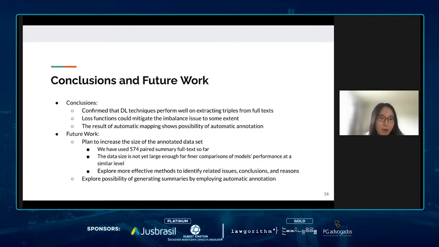For the future work, we will continue to increase the size of the annotated data set, since the data size is not large enough for final comparisons in terms of the model performance. We also will explore more effective methods to identify the issues, reasons, and the conclusions. Finally, we would like to explore the possibility of generating the summaries by employing the automatic annotation.